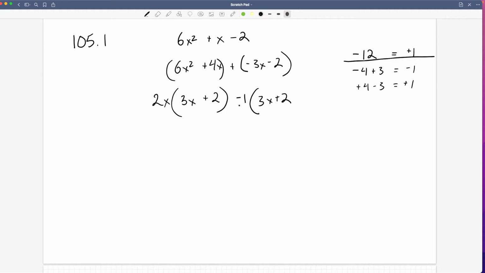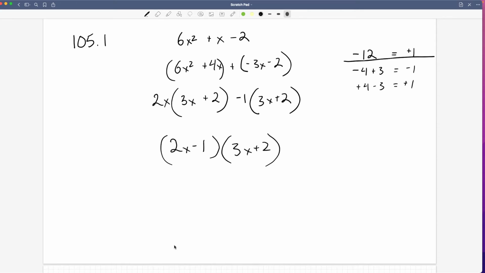Transferred that to a -1 here, right? So now we can take these out and say 2x minus 1. We factor these together. We did some group factoring is what we did. Do you see how that kind of works?